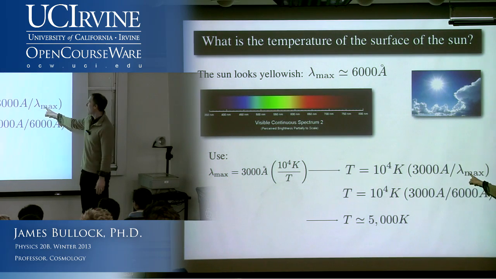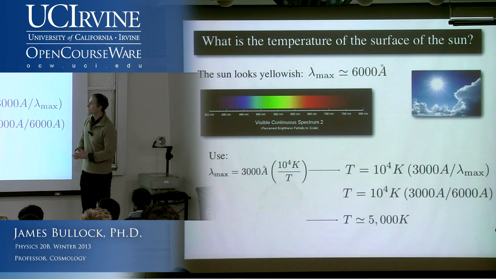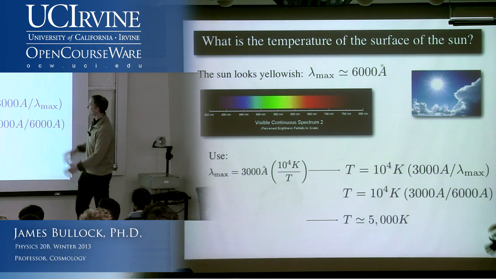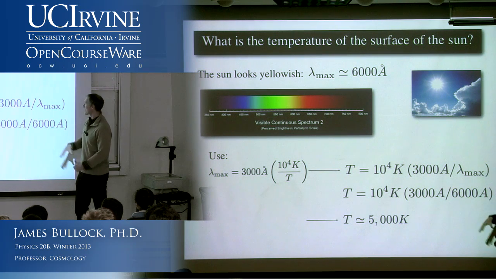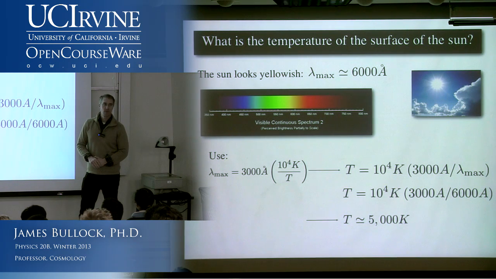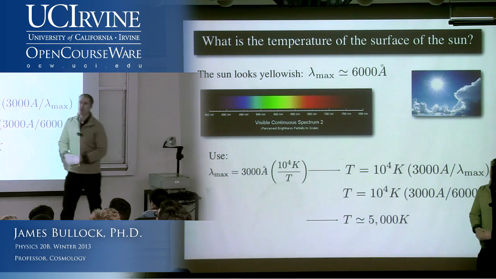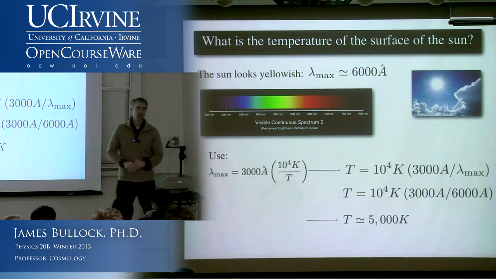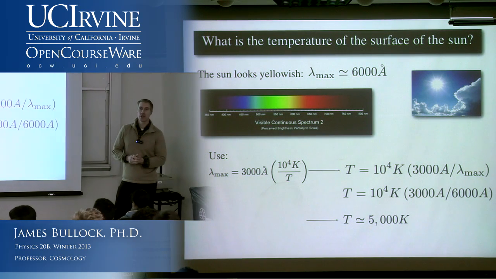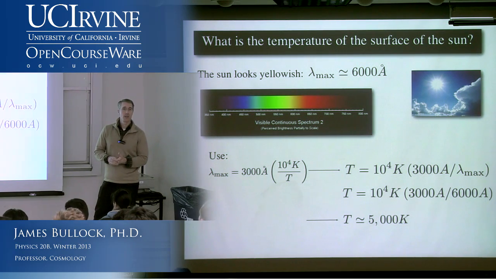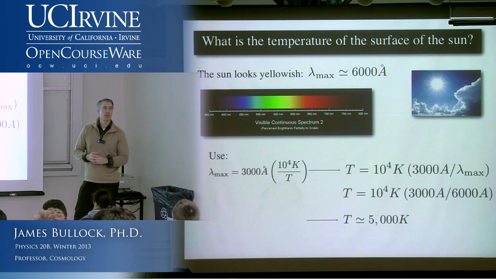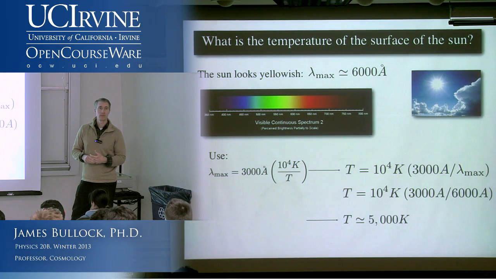So then I say, I know what lambda max is. It's about 6,000 angstroms. So now in this parentheses, I just have 3,000 angstroms divided by 6,000 angstroms. That's 1/2. And 1/2 times 10 to the 4 is 5,000. So you get a rough surface temperature of the sun of 5,000 degrees. And that's about right. That's about the surface temperature of the sun. Does that help? Okay.